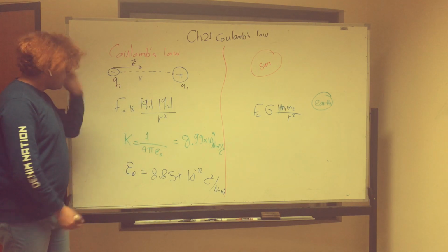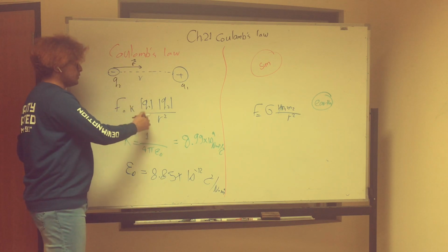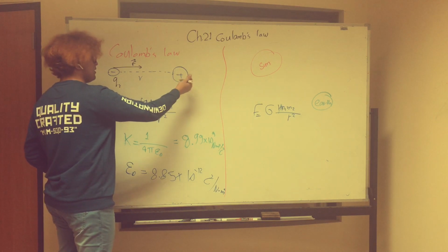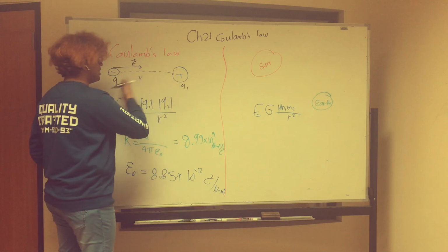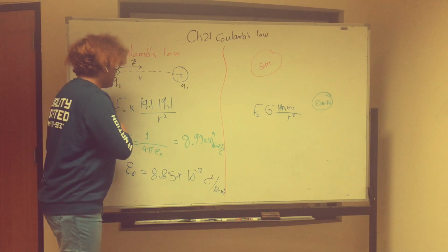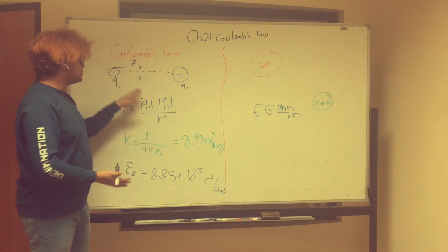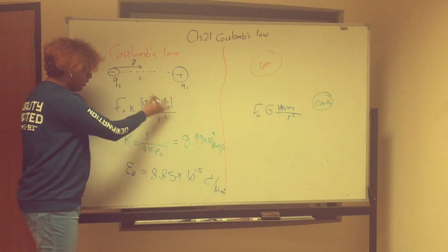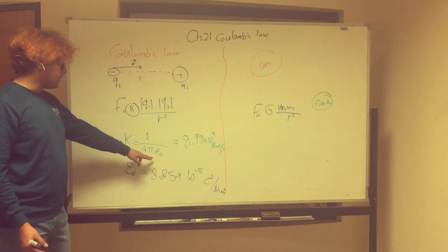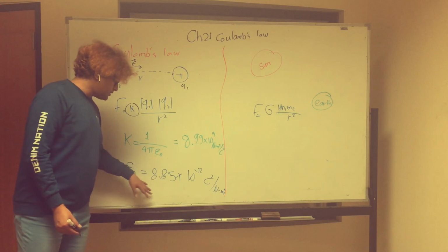The force is inversely proportional to the distance squared, which means the larger the distance, the further away the charges are from each other, the weaker the force is going to be. So the magnitude of the first charge times the magnitude of the second charge divided by the distance between them squared, the whole thing multiplied by k. k is a constant, and it's equal to 1 over 4 pi, which is another constant, and it's equal to this quantity.